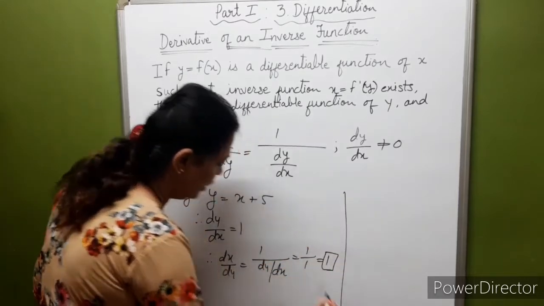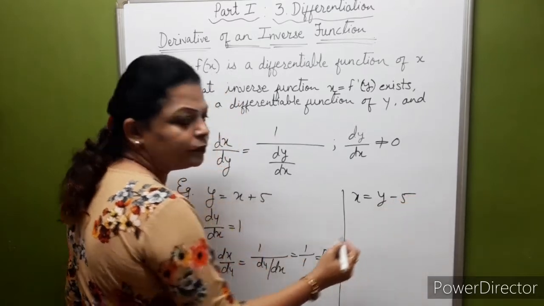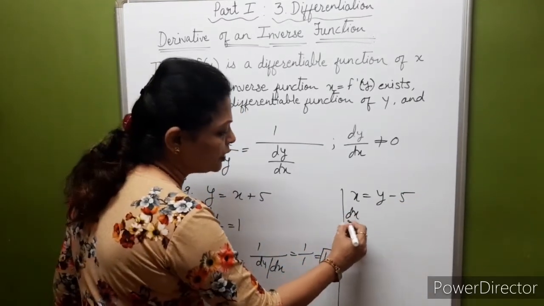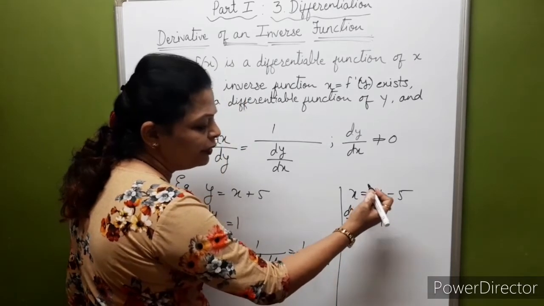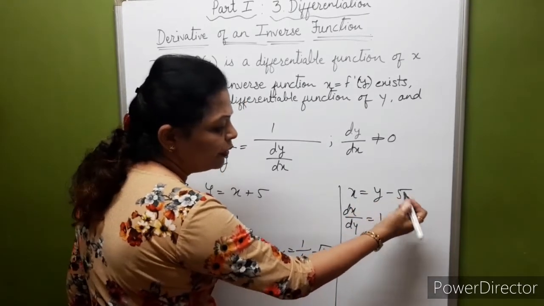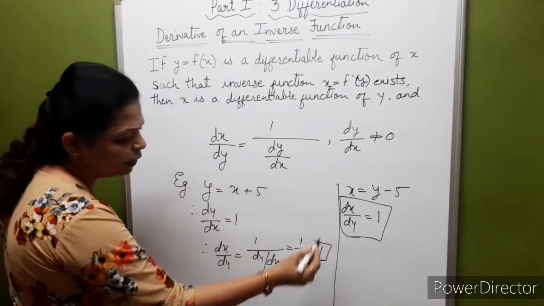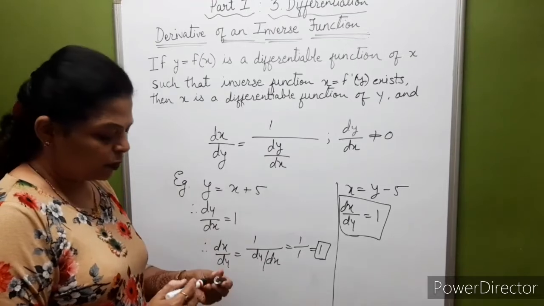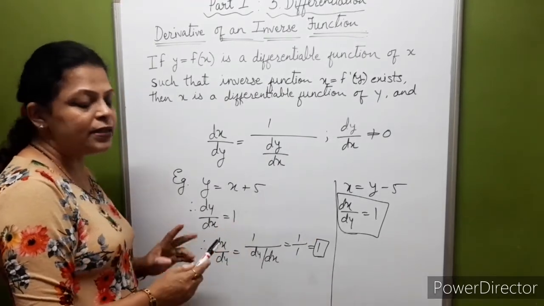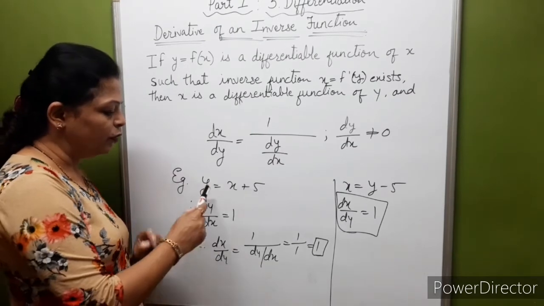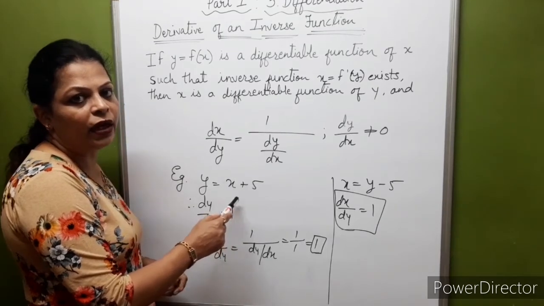Suppose we find, now here we had found x is equal to y minus 5. What will be the derivative of x with respect to y? It will be again, derivative of y with respect to y will be 1 and derivative of 5 will be 0. So again over here also you get dx by dy equal to 1. So it is actually one and the same. But as I said, the function of x is not as simple as this every time.